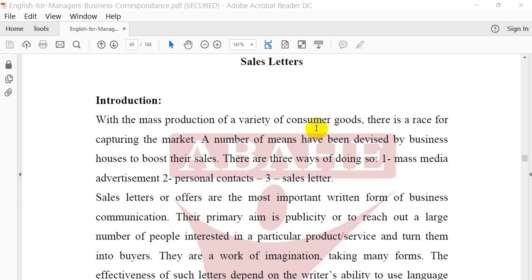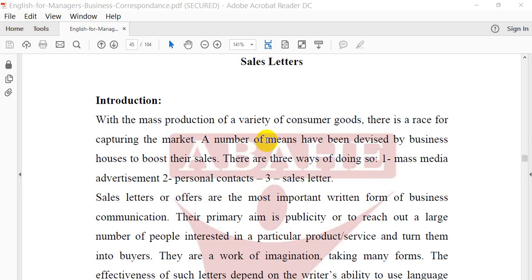Our lecture about sales letters. With the spread of companies around the world, nowadays we have a lot of competitors with the same product, sometimes even with the same name of the company. So we need to market our goods. What do we have to do? We need to market our goods around the world, not only locally.